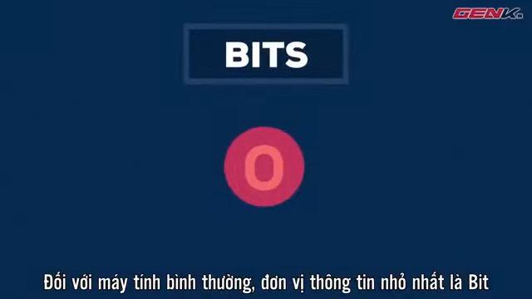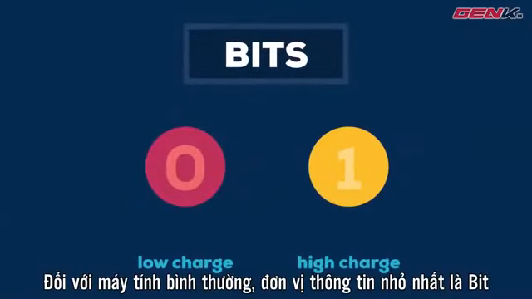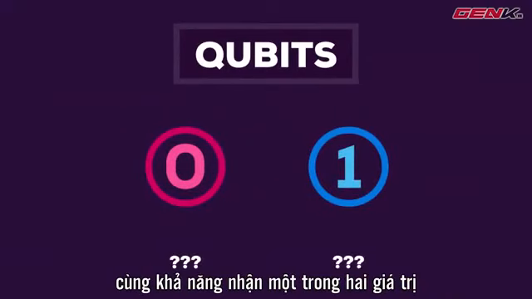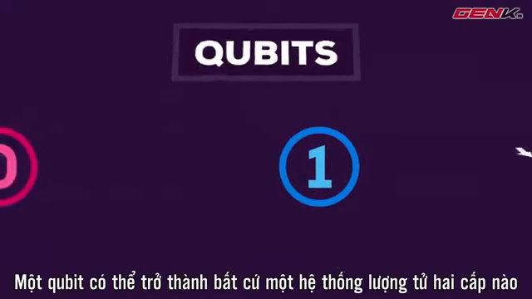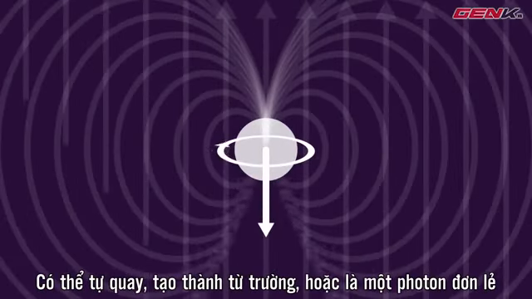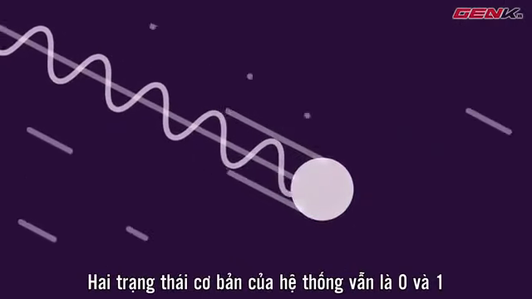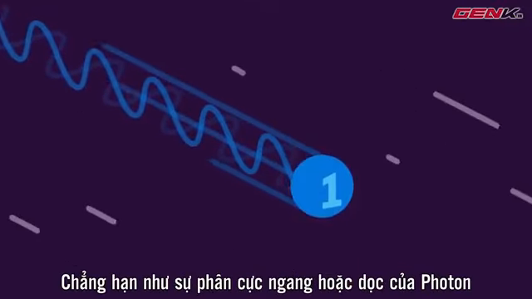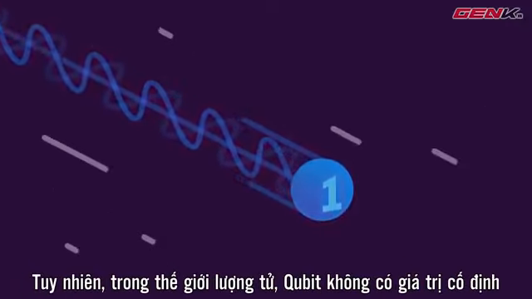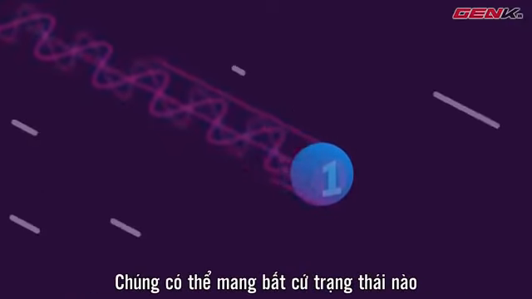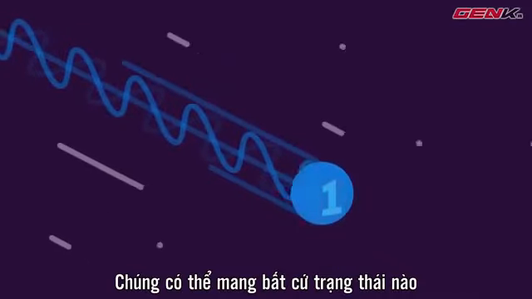In normal computers, bits are the smallest units of information. Quantum computers use qubits, which can also be set to one of two values. A qubit can be any two-level quantum system, such as a spin in a magnetic field or a single photon. 0 and 1 are this system's possible states, like the photon's horizontal or vertical polarization. In the quantum world, the qubit doesn't have to be in just one of those, it can be in any proportions of both states at once.